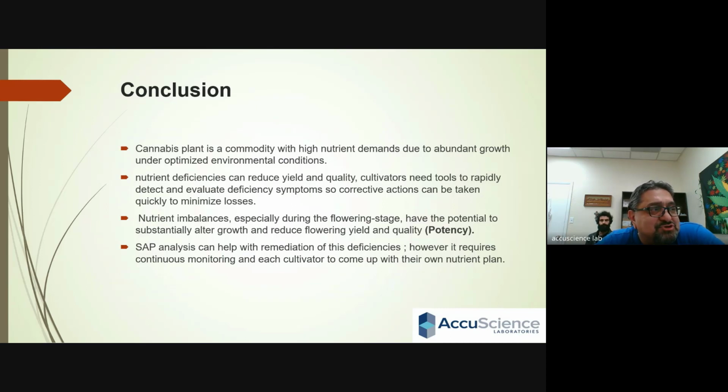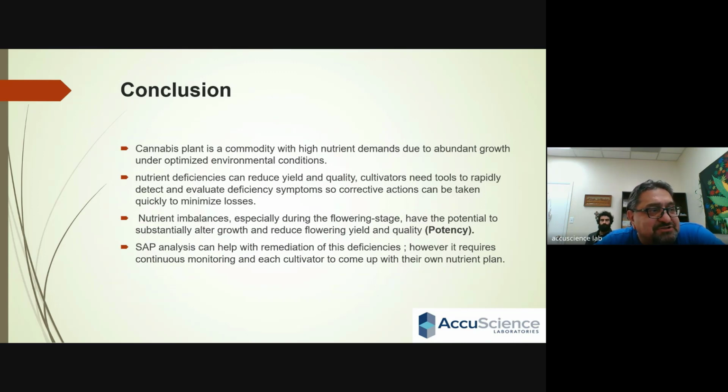Nutrition deficiency can reduce yield and quality. As I mentioned before, it is very interesting to see how we optimize the nutrition, how we could affect the potency and the level of the terpenes and the flavonoids in the sample.